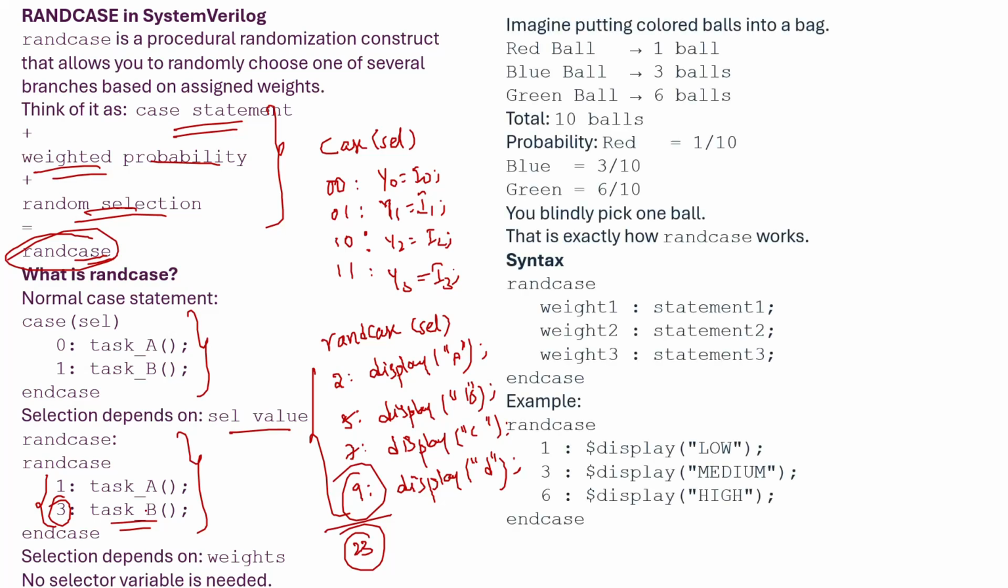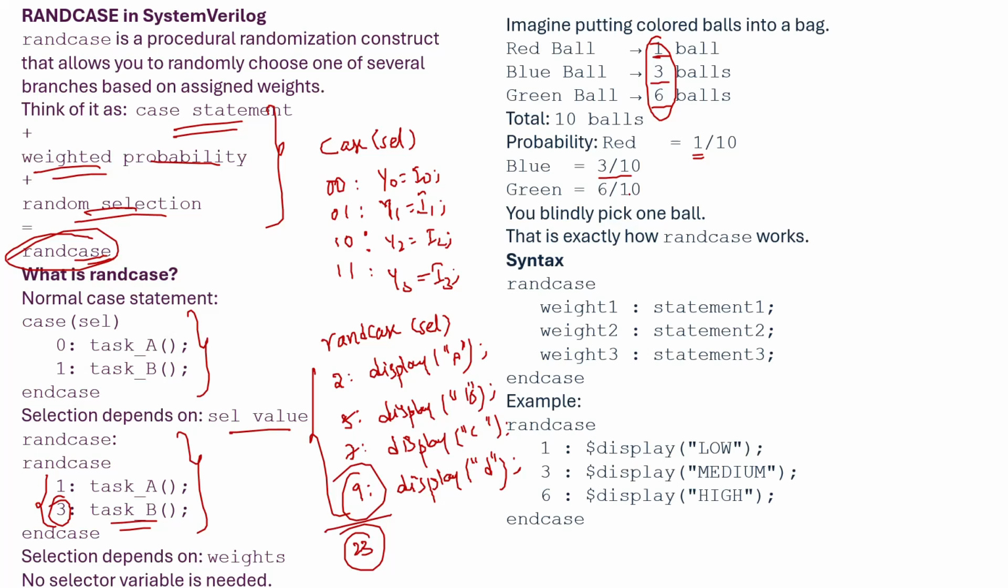See, imagine putting colored balls in a bag. Okay, so you know Bayes theorem, how to get those values. One red ball is there, three blue balls are there, six green balls are there. Total 10 balls. The probability of a red ball coming is 1 by 10, blue balls 3 by 10, and green balls 6 by 10. Then who is getting more chance here? Green ball, compared to the red and blue, right?